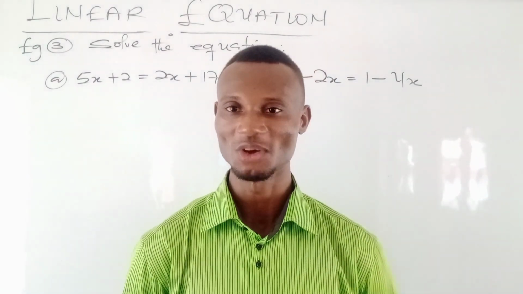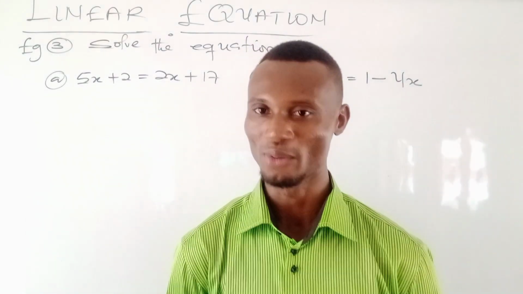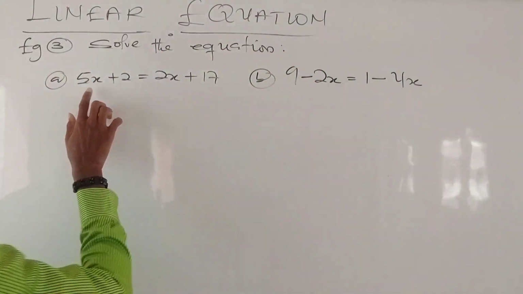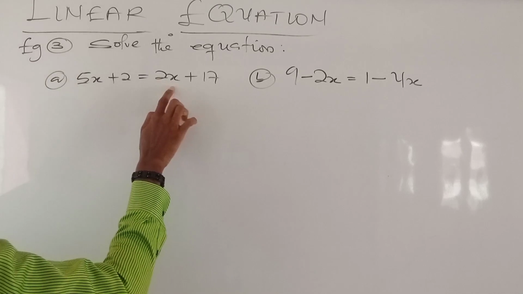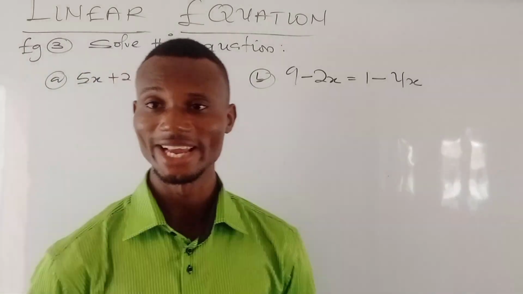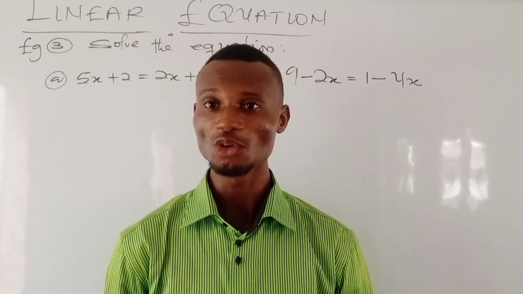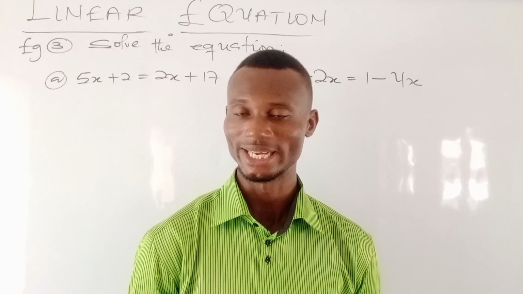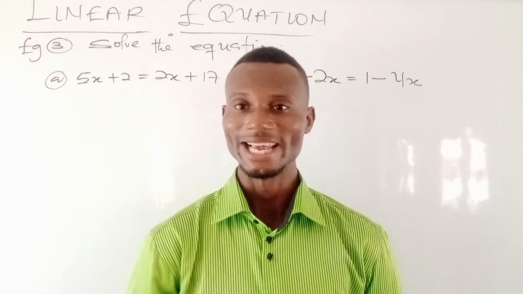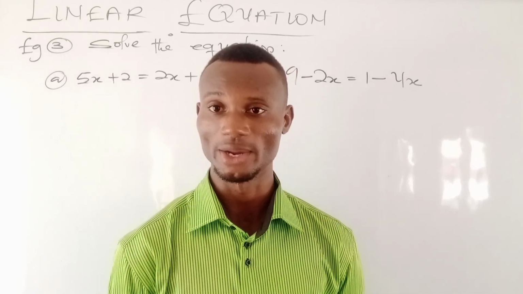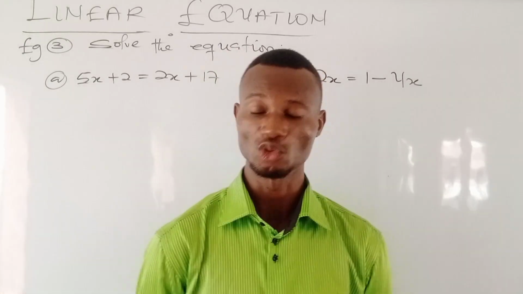Let's go ahead and solve the question on the board. Example 3 says: solve the equation 5s + 2 = 2s + 17. We are asked to solve for s, which simply means make s stand alone in the equation. Anything that is attached to the variable, we will move it away. That's the simplest way to understand it.